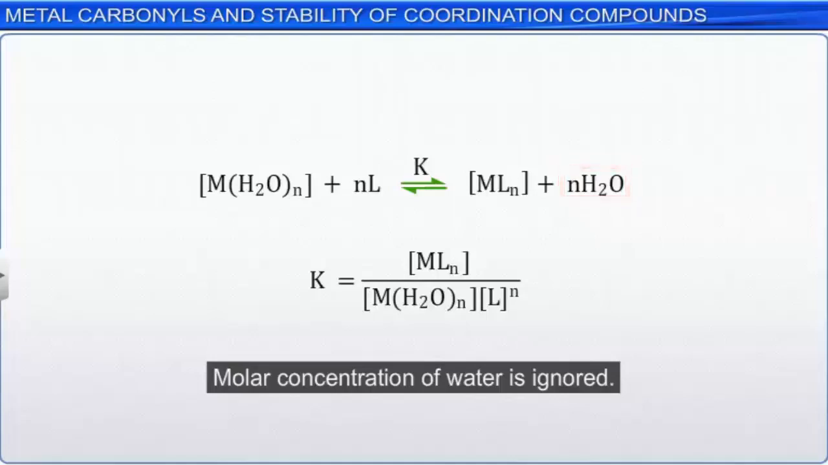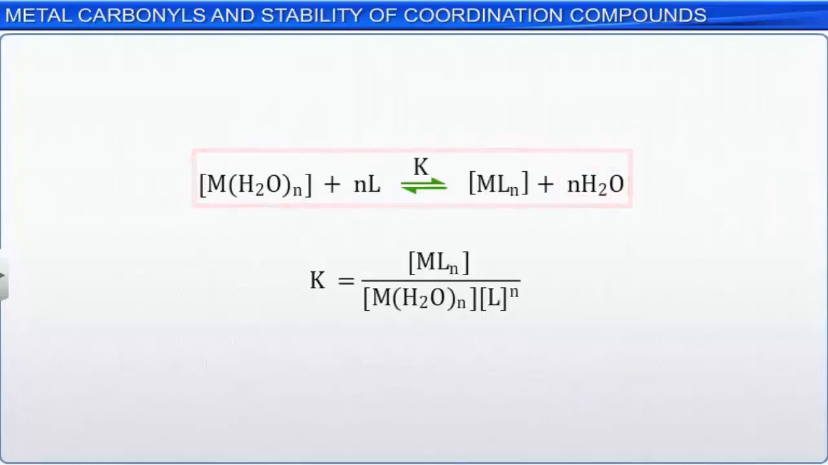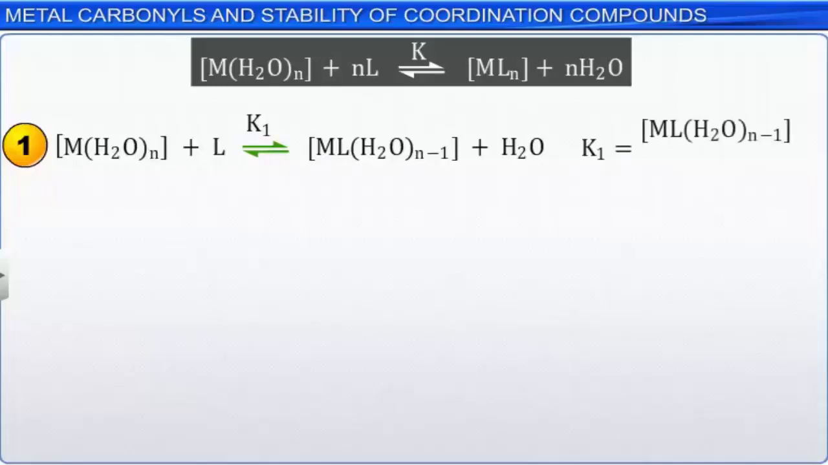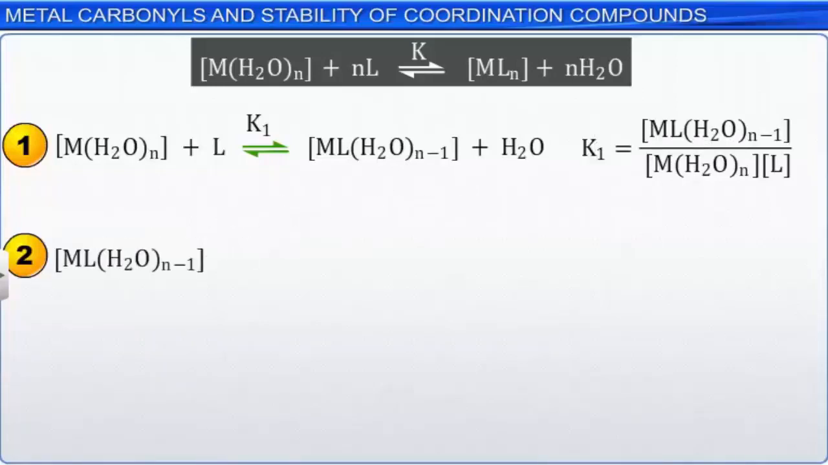The first step may be written as M(H2O)n plus L in equilibrium with ML(H2O)n-1 plus H2O. Stability constant K1 for this step is equal to concentration of ML(H2O)n-1 divided by concentration of M(H2O)n multiplied by concentration of L. The second step may be written as ML(H2O)n-1 plus L in equilibrium with ML2(H2O)n-2 plus H2O. Stability constant K2 for this step is equal to concentration of ML2(H2O)n-2 divided by concentration of ML(H2O)n-1 multiplied by concentration of L.